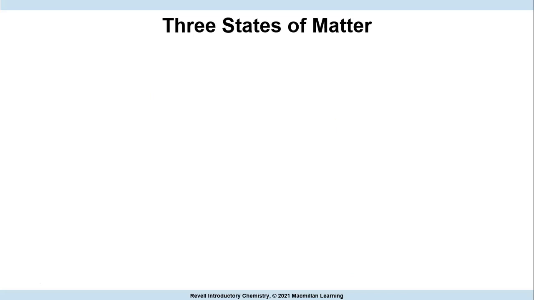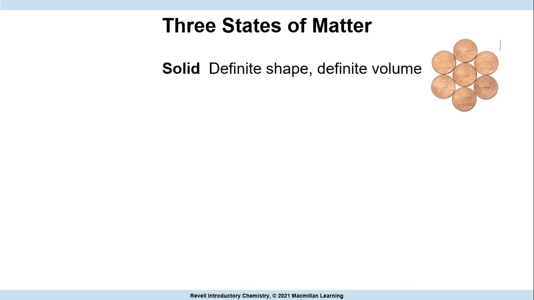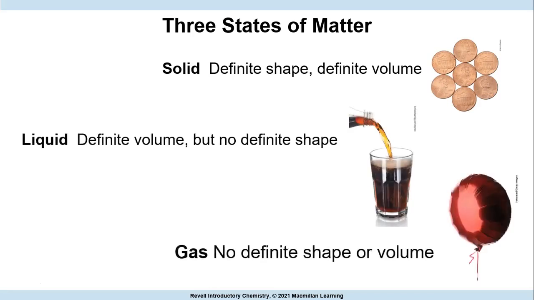Now we are going to look at the states of matter. There are basically three states of matter, which are solid, liquid, and gas. For the solid phase of matter, the solid has a definite shape and a definite volume. For example, if we look at the pennies here, they have a fixed shape and a fixed volume. They're definite.